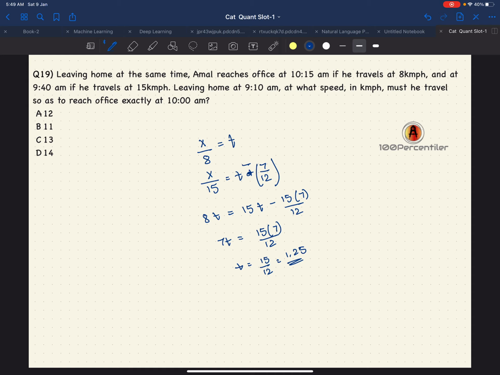Leaving home at 9:10 am, at what speed must he travel so as to reach office exactly at 10 am? Now, if we know that t is 1.25, then we already know x as 8t, and therefore it will be 10. Now, we have to reach from 9:10 am to 10 am, that is 5 upon 6 hours. Therefore, the speed is computed as x upon v equal to 5 upon 6. So, v is 10 into 6 upon 5, which is 12. Therefore, 12 is the required speed here.